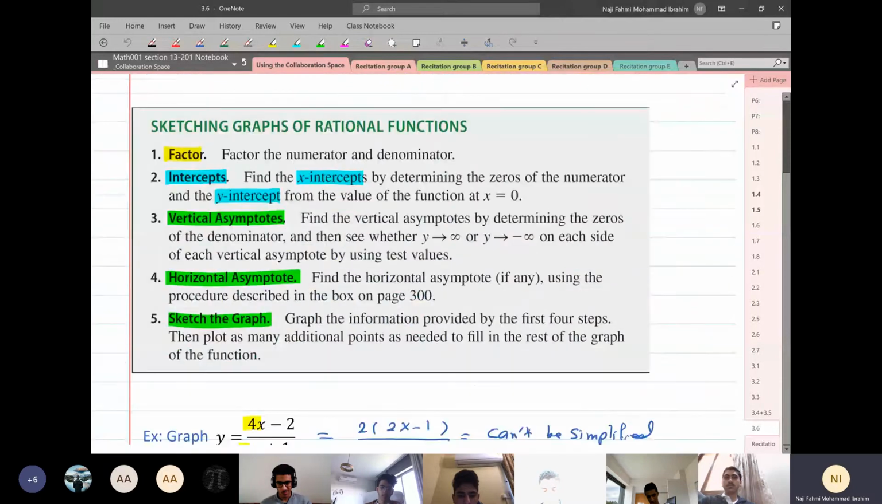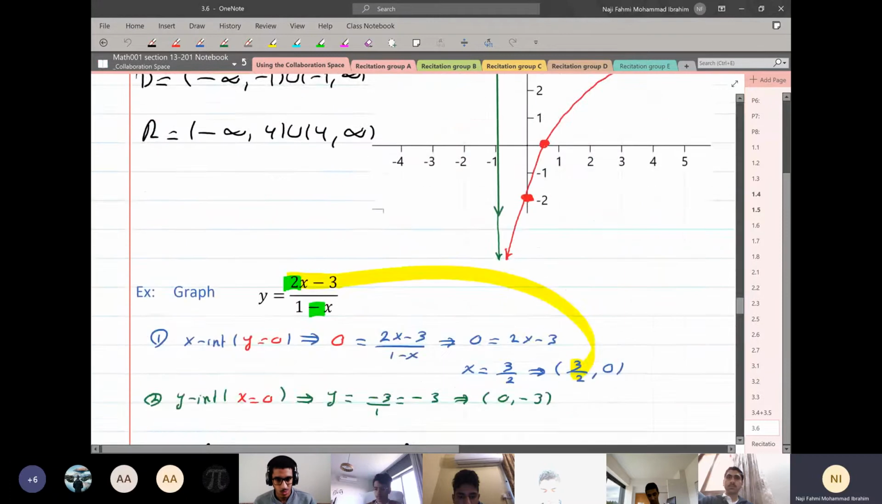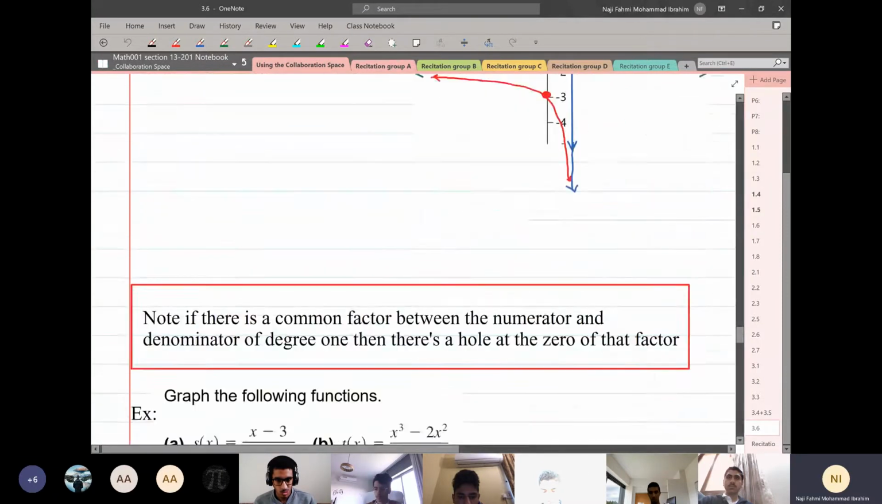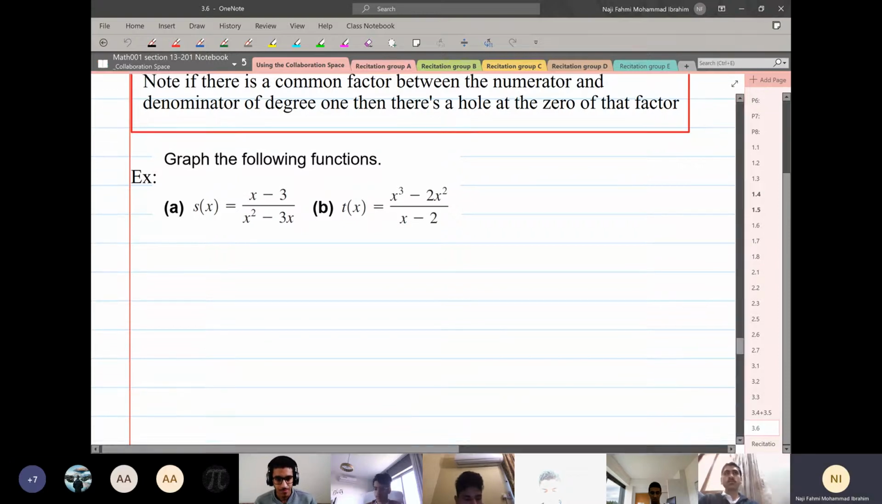Then after that, we learned how to graph. And we said to graph, we have to do these 5 steps. First step is to factor. Second step, find the intercepts. Then the vertical asymptotes. Then the horizontal asymptotes. Then we sketch. And I think we did 2 examples on sketching, which are these. Now today, we will learn how to graph a rational function if there is a common factor between the numerator and denominator. Let's see this first example.